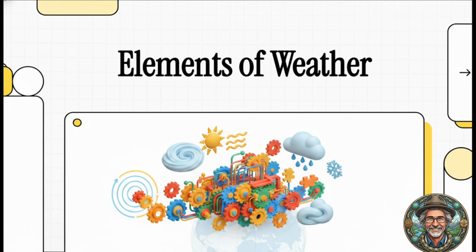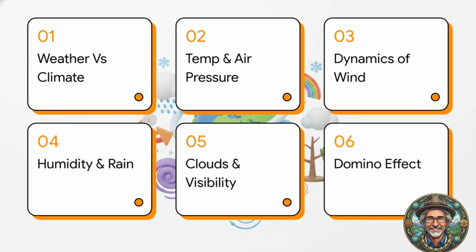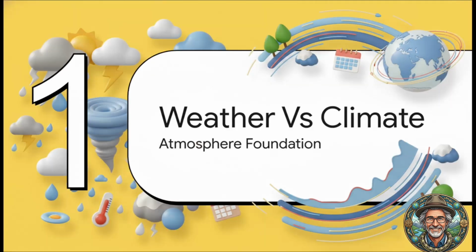Welcome to this explainer. Today, we're going to break down the core elements of weather and climate so we can understand exactly how this fascinating atmospheric shell surrounding our planet actually works. So here's the 6-part blueprint for the atmospheric machine we're building today. We'll start with weather versus climate, move on to temperature and atmospheric pressure, explore the dynamics of wind, map out humidity and precipitation, examine cloud types and visibility, and finally, we'll bring the whole shebang together with the atmospheric domino effect. All right, let's start right at the foundation with Section 1, Weather versus Climate, the foundation of the atmosphere.